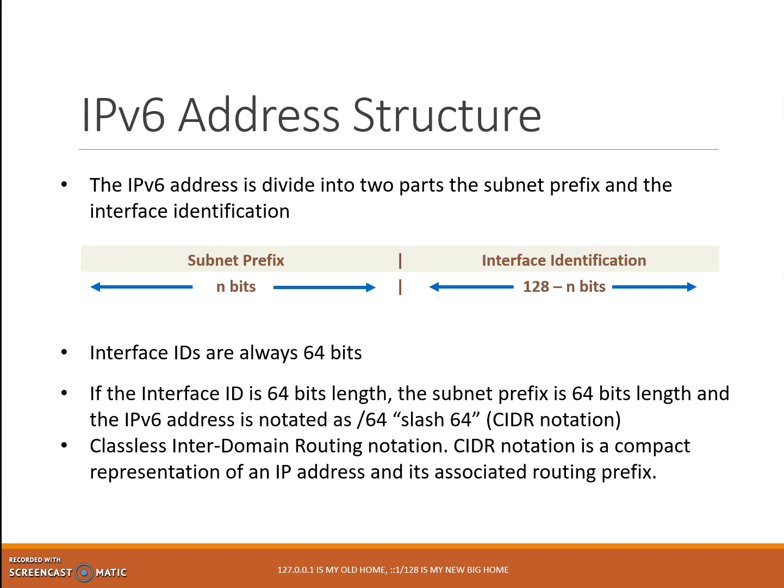If the interface ID is 64 bits in length, the subnet prefix is 64 bits in length, and the IPv6 address is notated as /64. This is what we call CIDR notation. CIDR notation, or classless interdomain routing notation, is a compact representation of an IP address and its associated routing prefix.